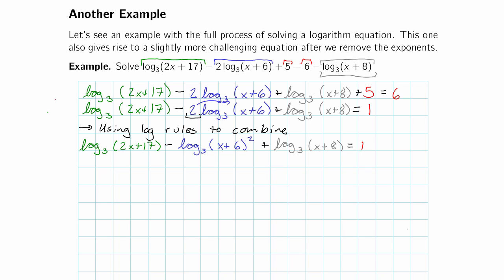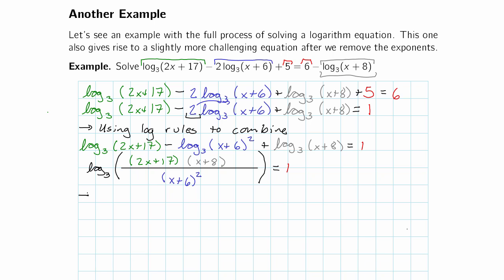Okay, and now we have both addition and subtraction. When we combine, we're going to get a fraction of some kind because there is subtraction in there. Positive terms go in the numerator, negative terms go in the denominator, and then we have another positive term that goes in the numerator. And we didn't do anything to the right-hand side at that stage, and we'll remember to write the base on our log. Okay, so now we have a single log equals a number.